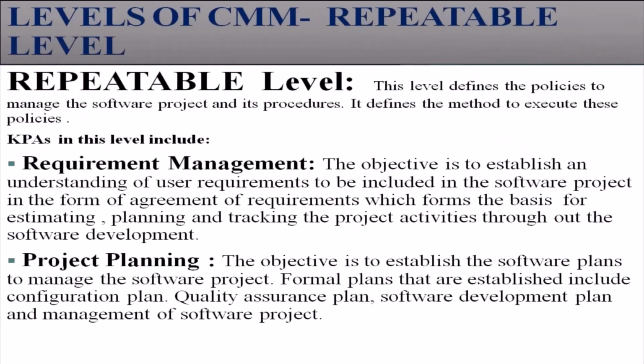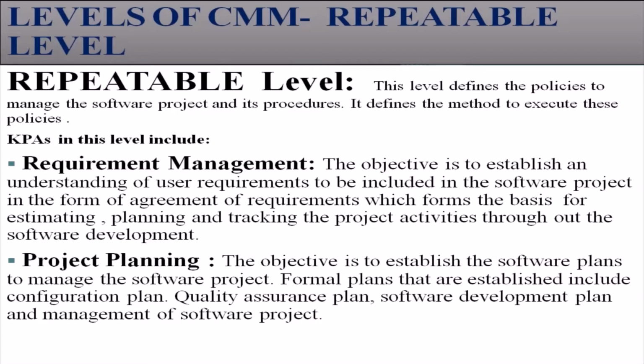Next level is the repeatable level. This level defines the policies to manage the software project and its procedures. It defines the method to execute these policies, and the main focus of this maturity level is on project management, and the main key process areas are requirement management and project planning.